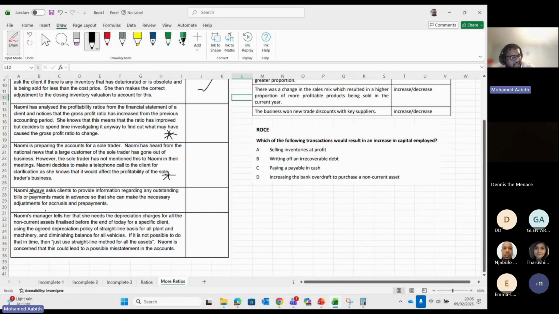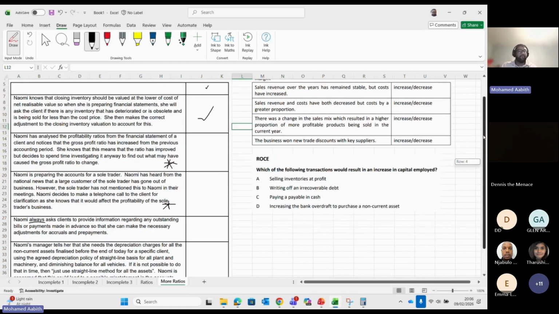Naomi's manager tells her that she needs the depreciation charges for all the non-current assets finalized before the end of today for a specific client, using the agreed depreciation policy of straight line basis for all plant and machinery, and the diminishing balance for all vehicles. If it is not possible to do that in time, then just use the straight line method for all assets. Naomi is concerned that this could lead to possible misstatement in the accounts. So again, all the statements look valid to me, but only 3 of them.